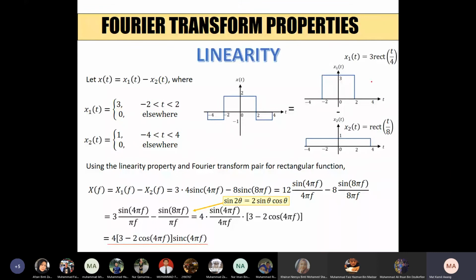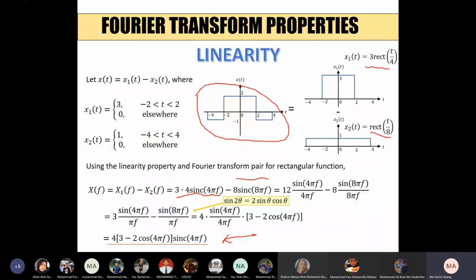So this is actually from the table. This 4 rectangular t over 4, this is the Fourier transform for that, and rectangular t over 8, this is the Fourier transform for that. So you can add or subtract these two functions, you get this, and you can simplify, you get this. Clear? So basically you have to decompose this function into two different curves that you can add together, so that you can solve this problem.